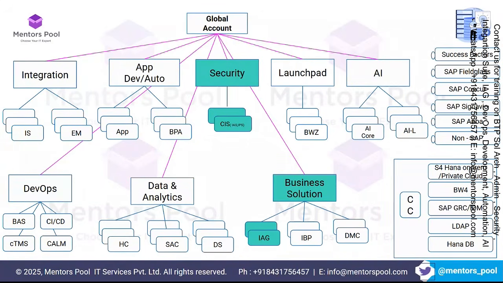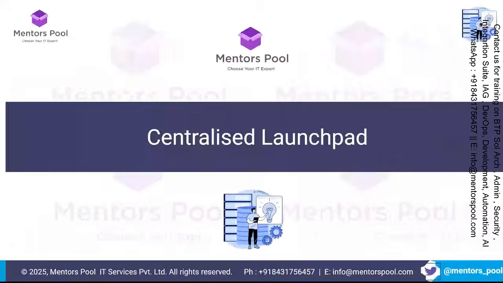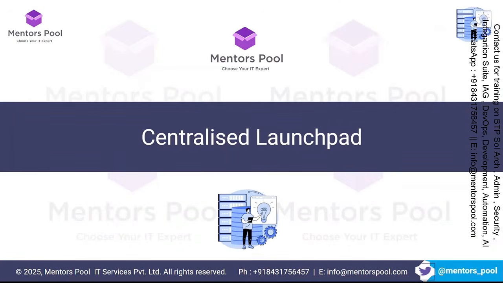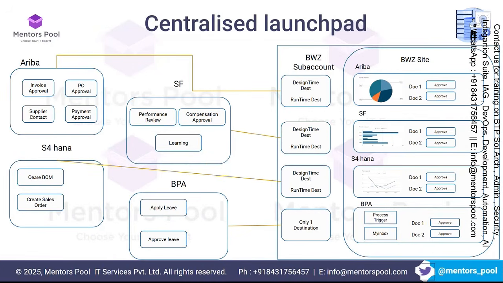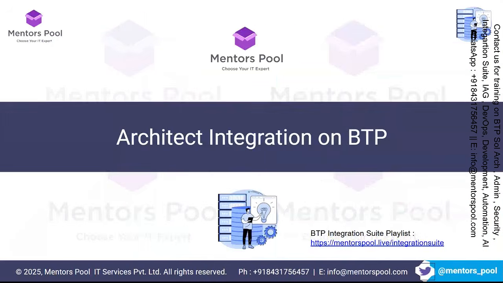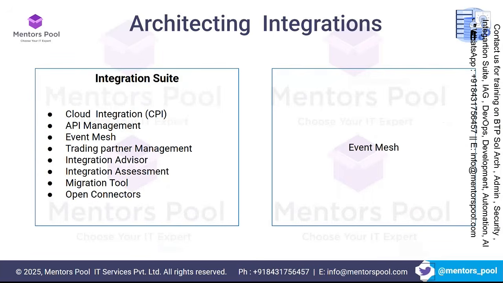Then for security, we'll look at the different tools we have and the responsibilities of what we can have as a security person. Centralized Launchpad, which could be Build Work Zone. We'll look at all of this in the system. Architecting integration on BTP. Again, we'll have different integration tools, which we'll have a look at.